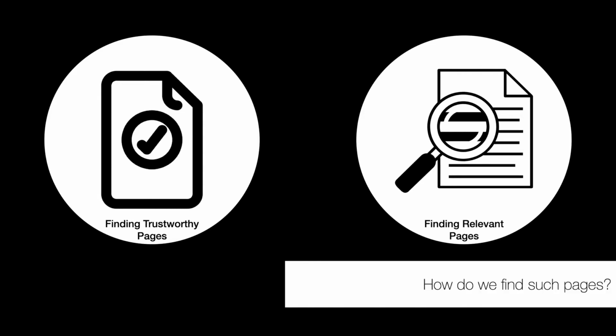And this really boiled down to 2 main tasks. The first is finding relevant web pages, the standard thing you may expect with a search engine, but also finding trustworthy pages that actually are useful or authoritative sources for information. So how do we find that?